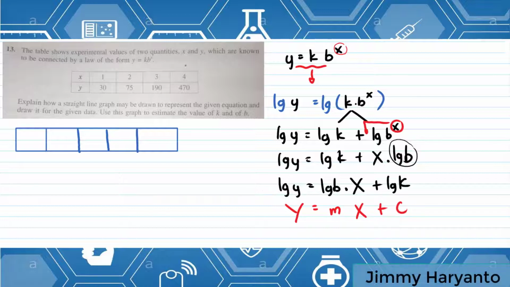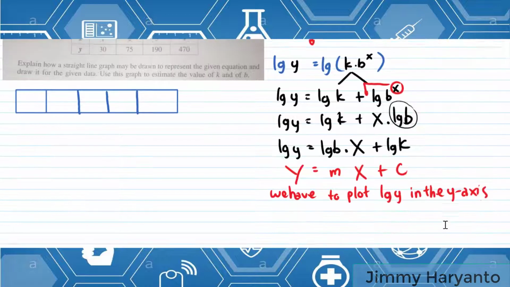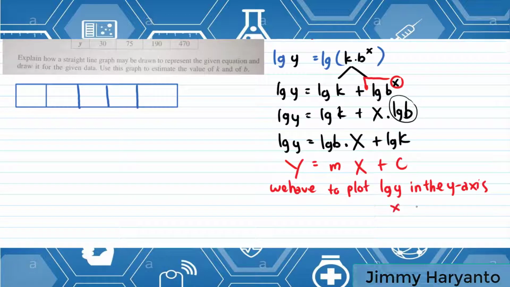Okay, the question is: explain how a straight line graph may be drawn to represent the given equation. To draw the straight line, we have to plot lgy on the y-axis against x on the x-axis.